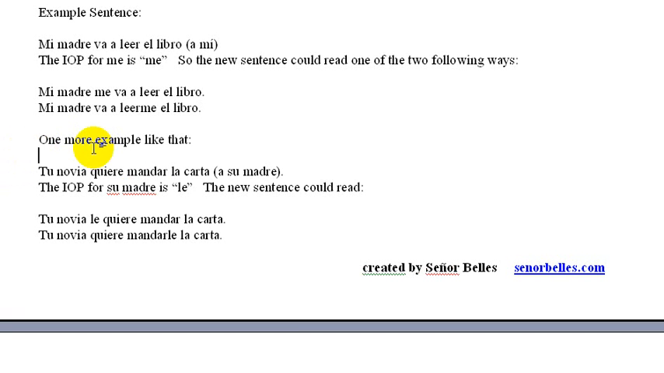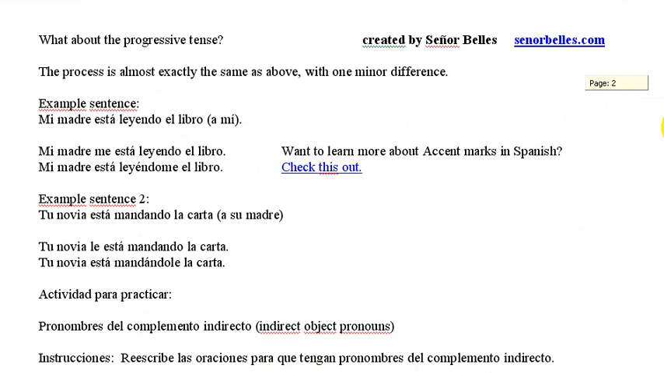The indirect object pronoun for your mom, or her mom, is le. So the new sentence could read, "Tu novia le quiere mandar la carta," o "Tu novia quiere mandarle la carta." So the le can go in front of the conjugated verb quiere, right here, or it can be attached to the infinitive mandar, like that. And they're both correct. Then we've got one more scenario we got to go through.